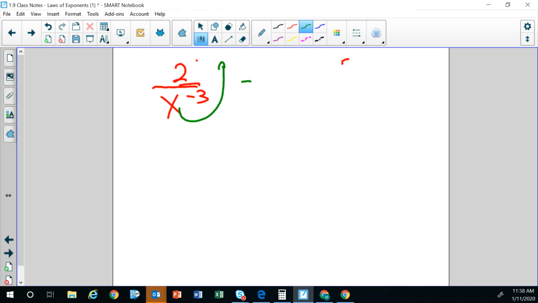And that becomes 2 times x cubed. We do not move the 2 because the 2 has an exponent of 1, and that is positive. It is positive, so we'll leave it in place. The only ones we're going to move are the negative exponent.